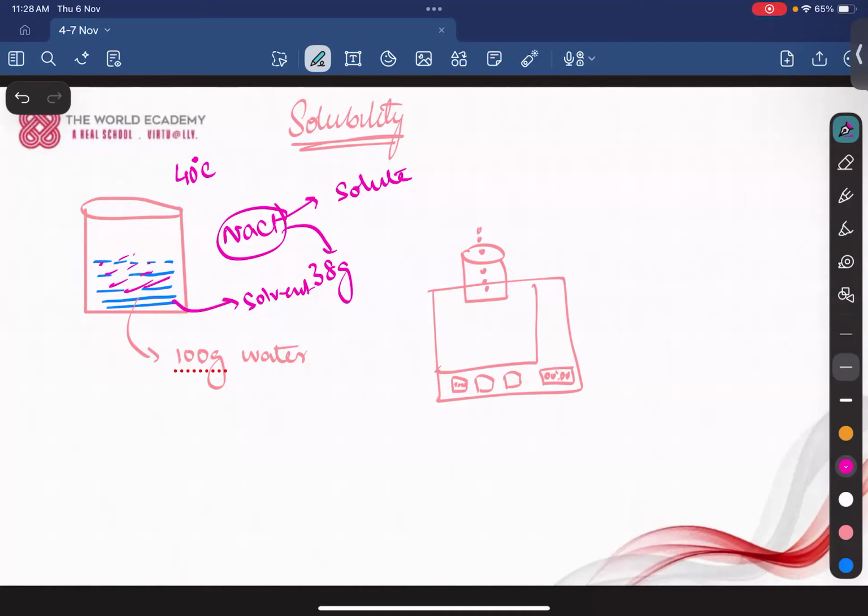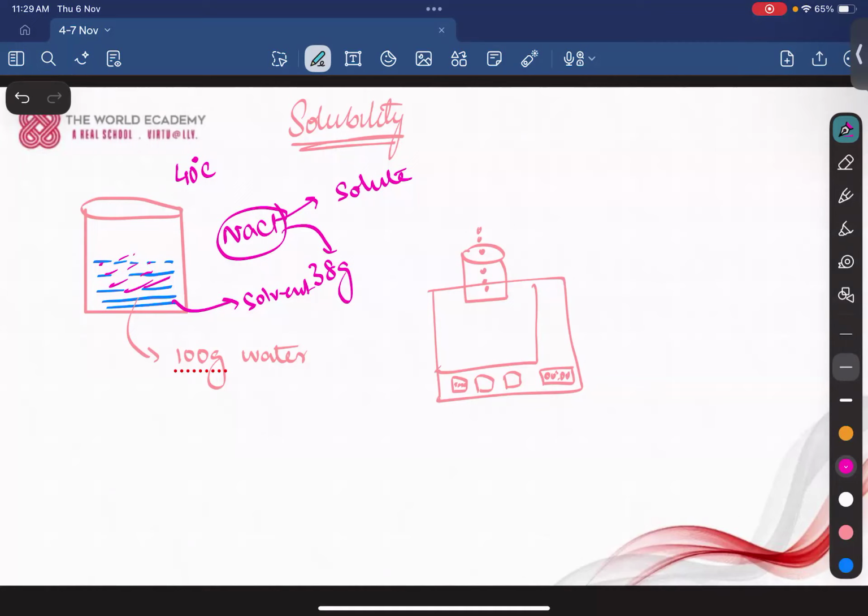A solution is formed when a solid known as solute dissolves in liquid known as solvent. The solubility of a solid or solute is defined as the number of grams of that solute dissolved in 100 gram of solvent at a particular temperature. When no more solute will dissolve in the solvent at a particular temperature, the solution is called a saturated solution.